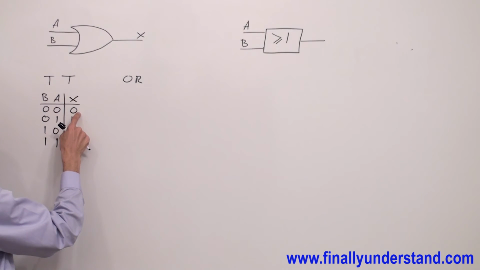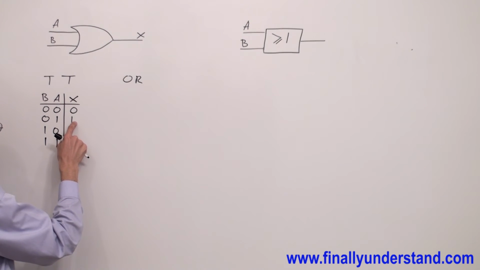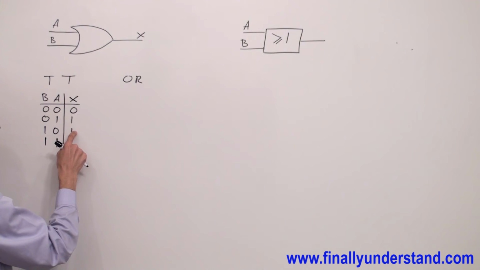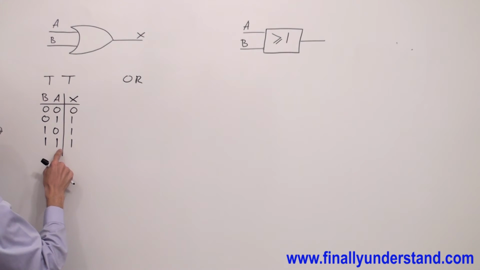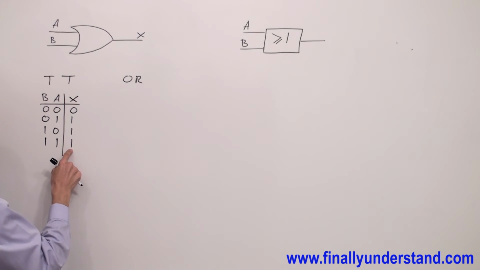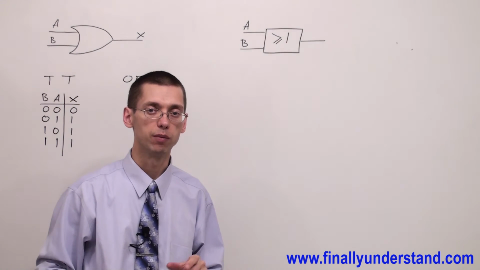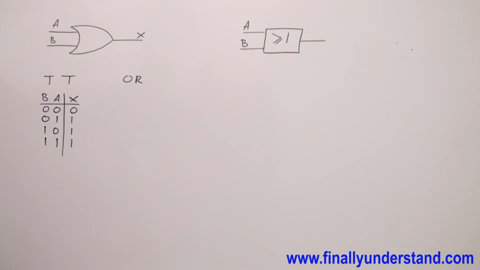So you choose 0. We have 0 or 1. We prefer to have something than nothing. So that's why we have 1. 1 or 0. We prefer to have 1. 1 or 1, we have no choice. So that's why we have 1. This is one of many ways to remember the truth table of the OR gate.